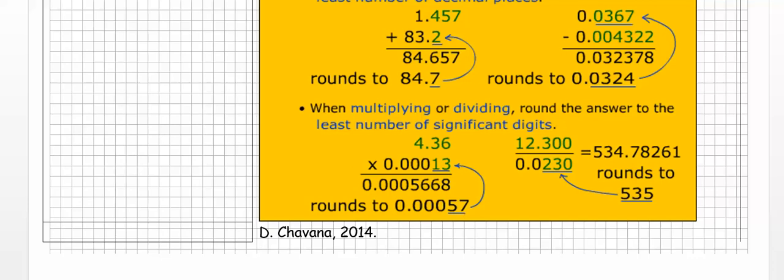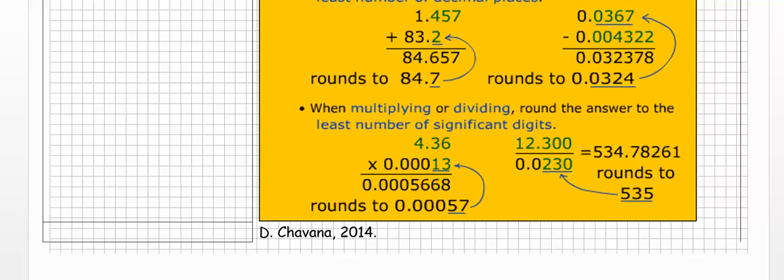Well, the next number over is a 6. That's bigger than 5. Remember the rule is if it's 5 or bigger, I push it up. It's 6. So I'm going to push this 6 up to a 7, and I report my answer as 0.00057.